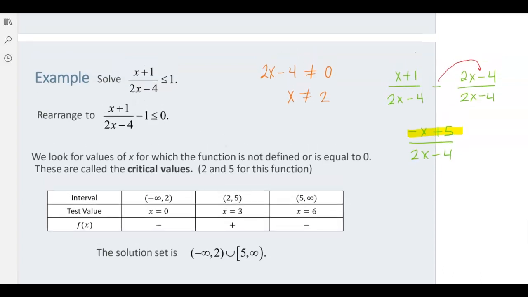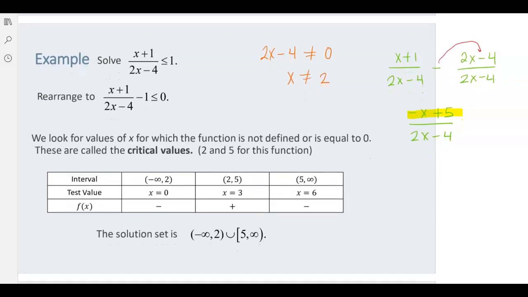And in this case, it wants us to determine where the graph is negative, below the x-axis. And these are the two portions. Now you can see in our solution, we've only included the endpoint for 5, but not at 2. Why is that? Well, the function is allowed to equal 0, right? We know that from our original.